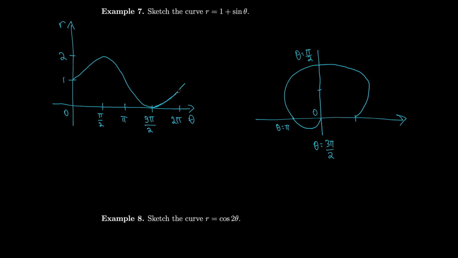Notice that after 0 it rebounds and starts increasing in a symmetrical fashion, so we get the rest of our curve, which is called a cardioid because it sort of looks like a heart, I guess. I don't know if it actually looks like a heart, but you can use your imagination. So this is theta equals 2 pi.